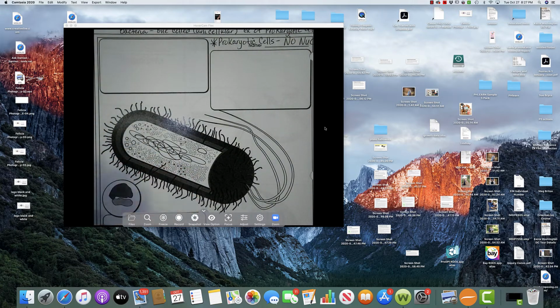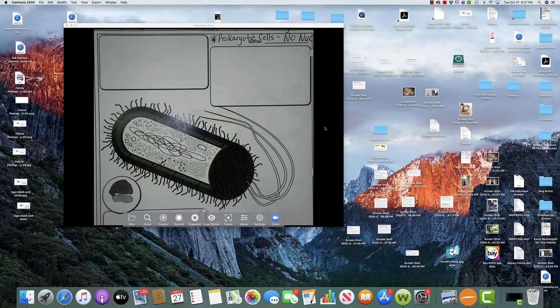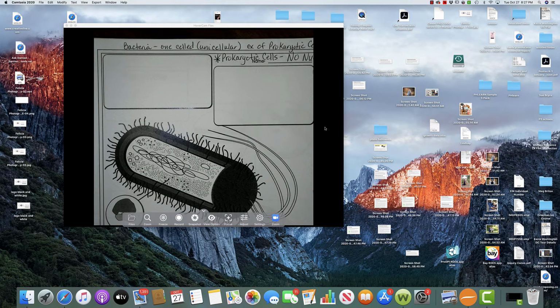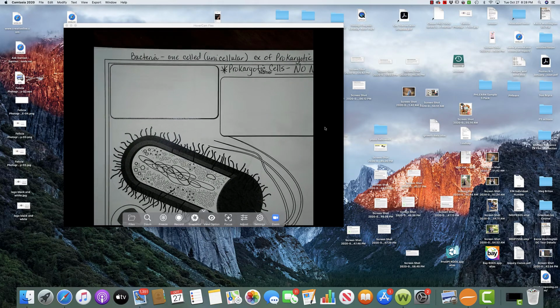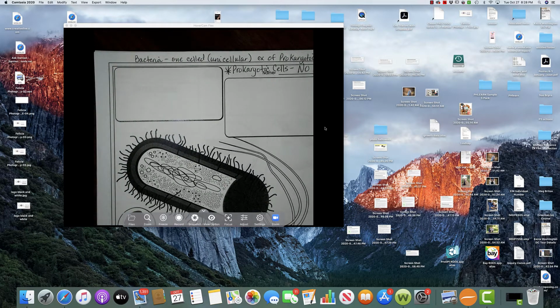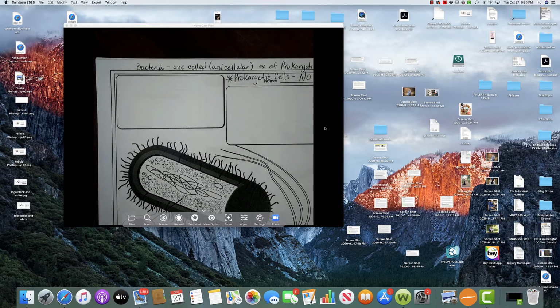Okay, and we're going to label the parts. We're going to say what the parts are. We're going to be filling this in. I'm going to be using some colored pencils for part of this. I did ask you guys to get colored pencils. So if you have them, great. If you don't, then just use a pencil or a pen.